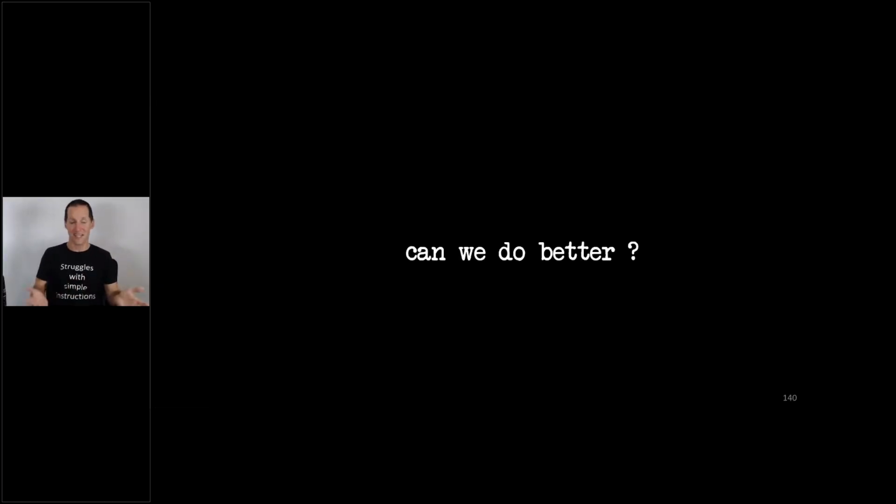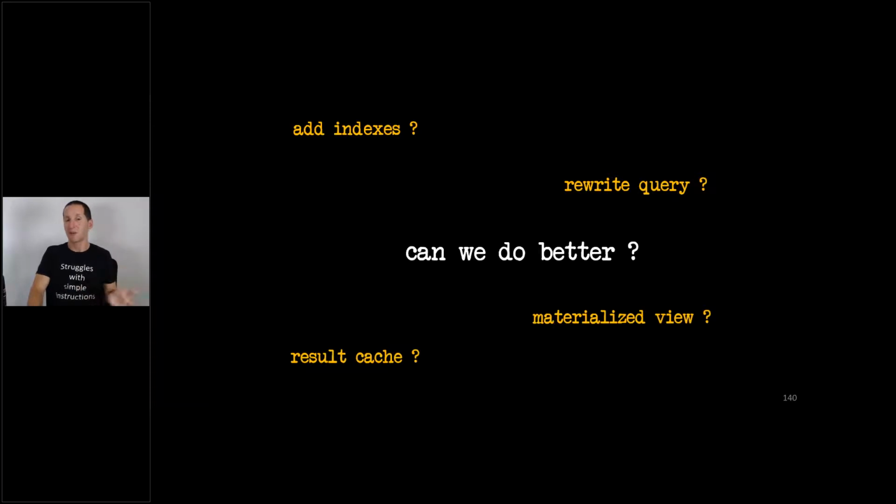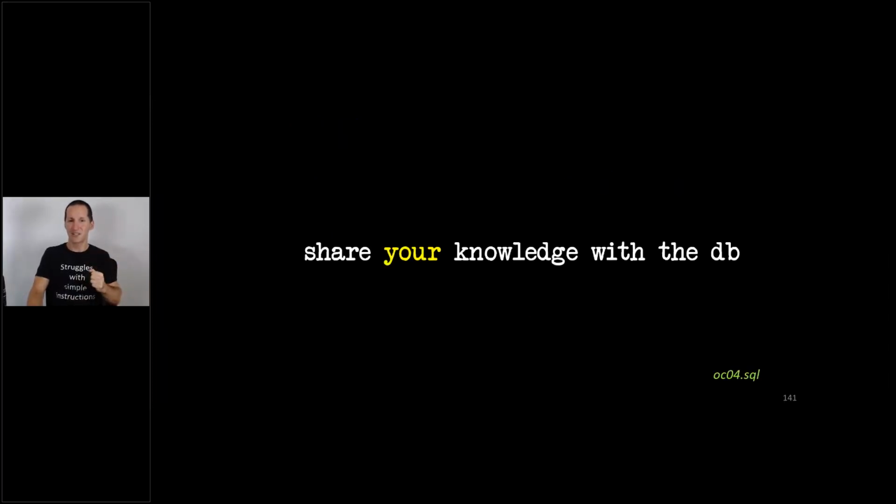The question that often is asked of us, let's say that query runs a bit slowly, and that's the execution plan, is can you do better? Maybe we should add some indexes. Maybe we should rewrite the query to something else. Maybe we should use result caching. We'll look at that later on today. Maybe we should use a materialized view. Maybe we should give up and move the whole thing into Hadoop. Let's have a look at what we can do. If you share your knowledge with the database, things might improve.